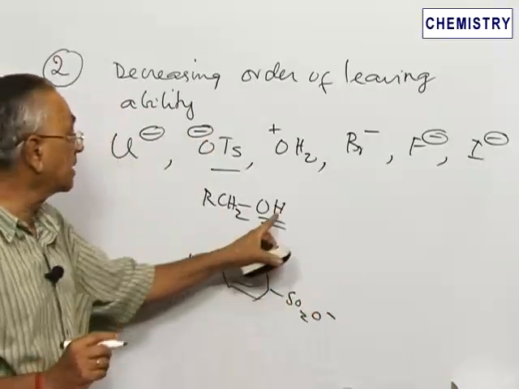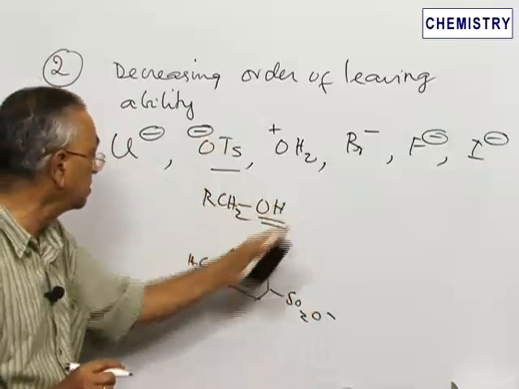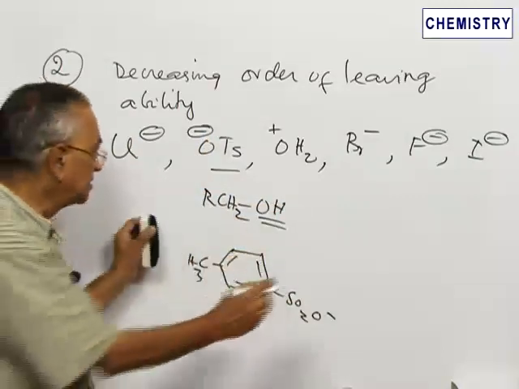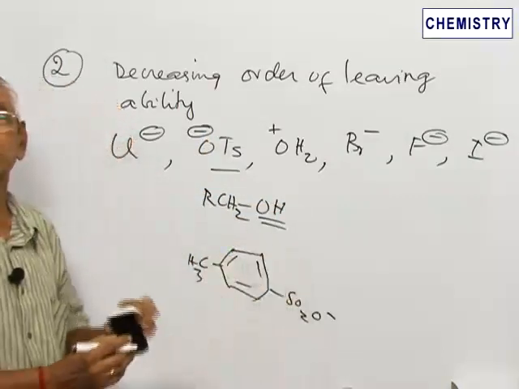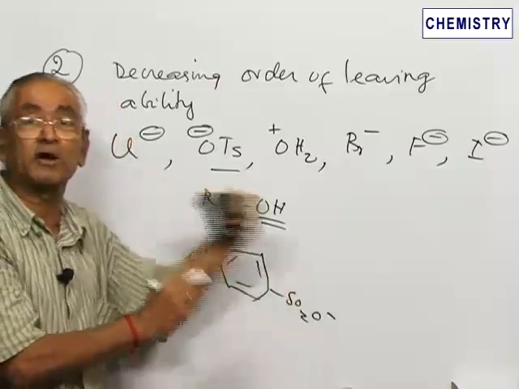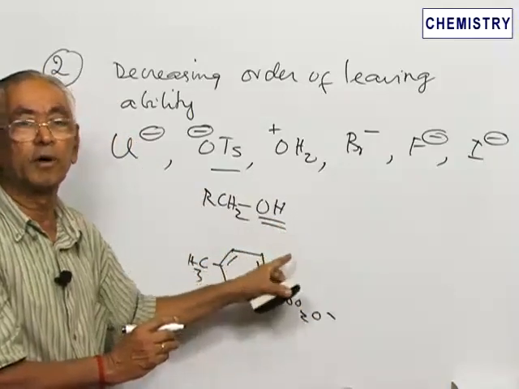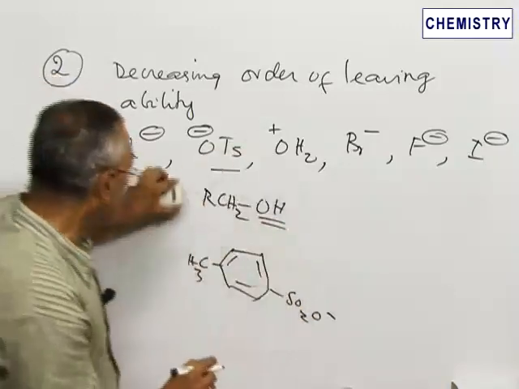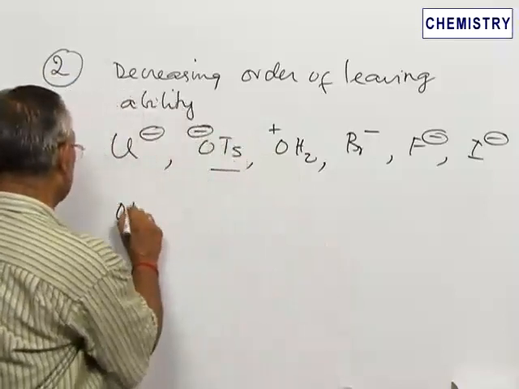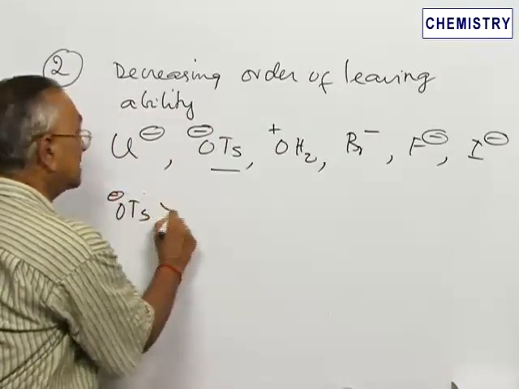What is the purpose of converting the alcohol OH to OTs? This H alone is being removed and is substituted by this group, which means this is a very good leaving group. Among the various groups, this is an excellent leaving group. This is in exact contrast to an OH group, which is a very poor leaving group. Therefore, this is converted to OTs. So among the various groups, the best leaving group is OTs. So we write it in that order. OTs minus is the best leaving group.